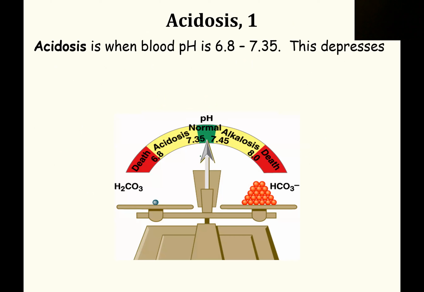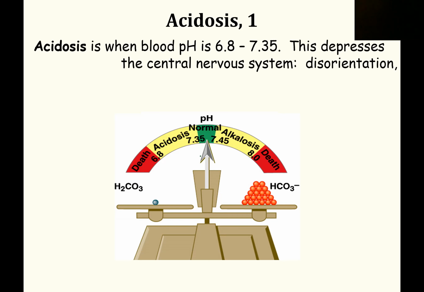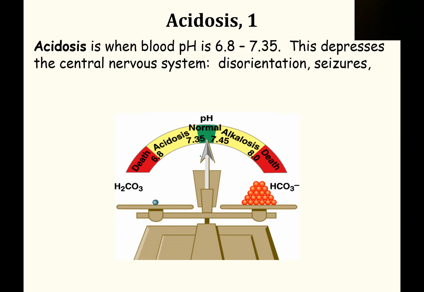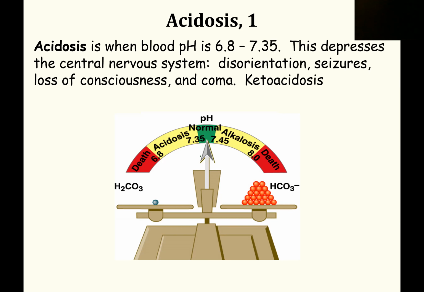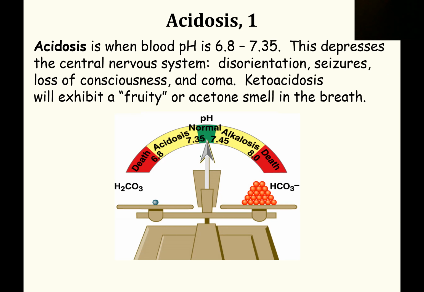Acidosis has symptoms. Blood pH ranges from 6.8 to 7.35. This is going to cause a depression of the central nervous system. So you're going to see disorientation. You can see seizures, loss of consciousness, and coma. One type of acidosis is called ketoacidosis, and there's also the fruity or acetone smell to the breath and urine.